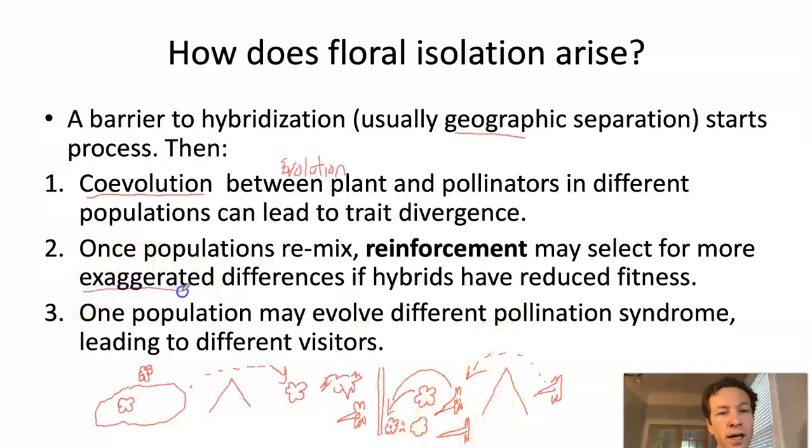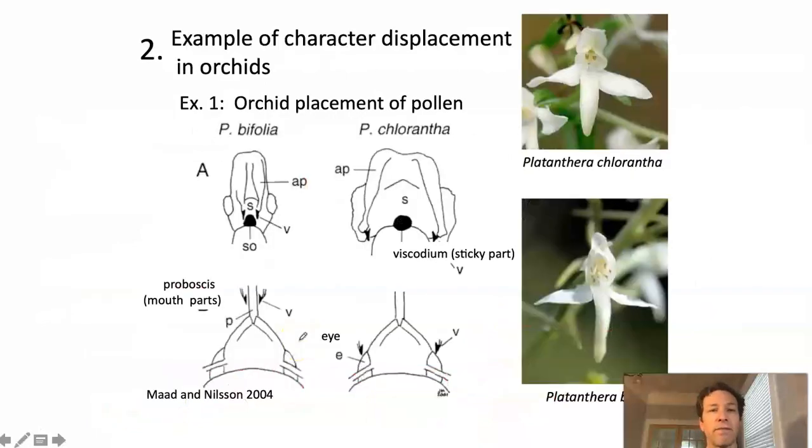This means that gene flow is even further reduced compared to what it was when they initially came back together. And in the example we've been talking about, the plants have evolved different pollination syndromes, different suites of traits that attract different sets of pollinators. So let's look at an example of this.